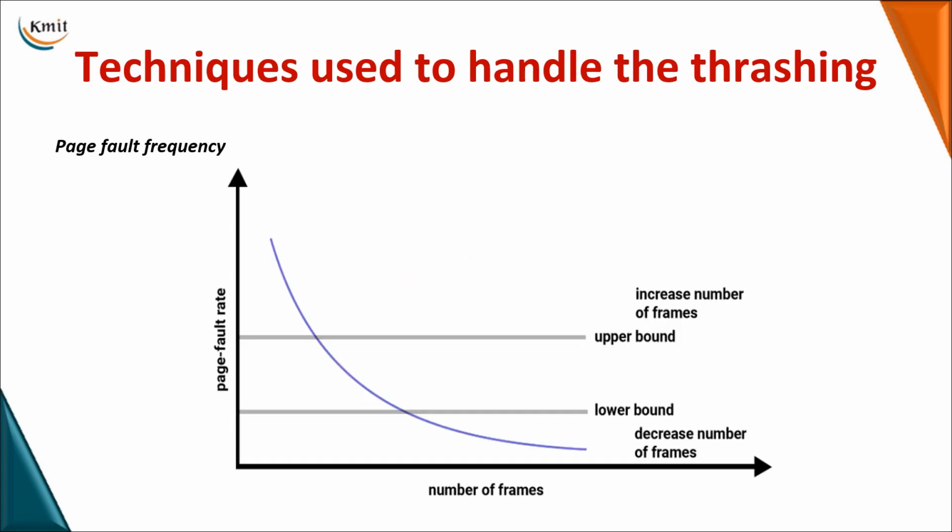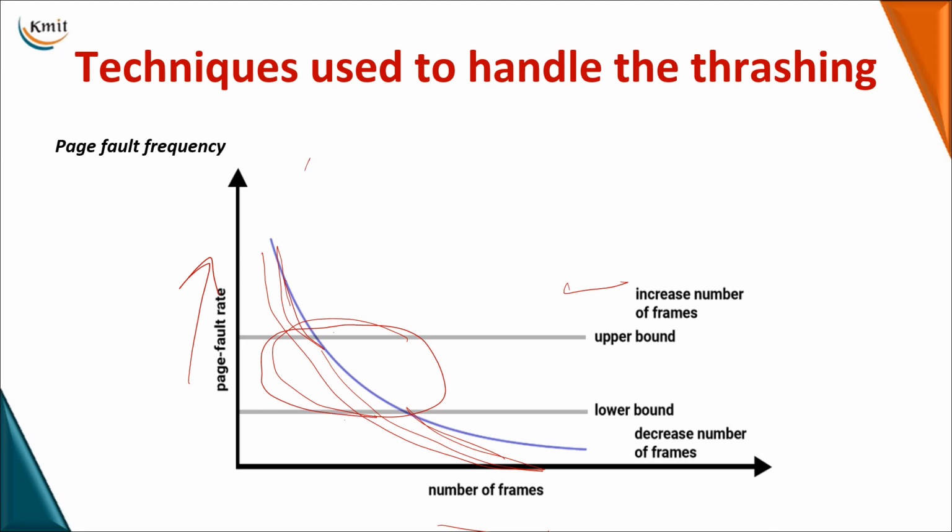The next technique we use here is page fault frequency, where for each process we construct a graph of the number of frames against the page fault rate. If your curve is above the upper bound, you increase the number of frames. If your curve is below the lower bound, you decrease the number of frames. See to it that your value stays between these two lines, the upper bound and the lower bound.